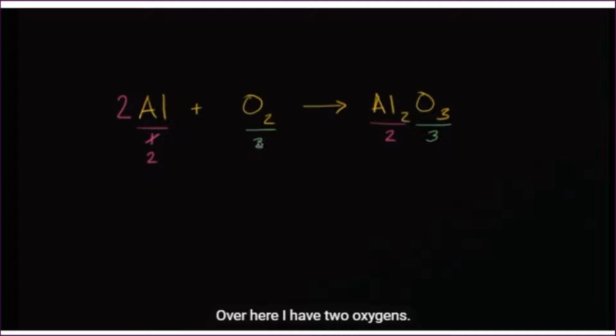Over here I have 2 oxygens. Over here I have 3 oxygens. So one thing that you might say is, okay, how do I go from 2 to 3? I could multiply by 1.5. And if I multiply 1.5 times 2, that's going to be 3. So now I have 3 oxygen atoms on this side and 3 oxygen atoms on this side.